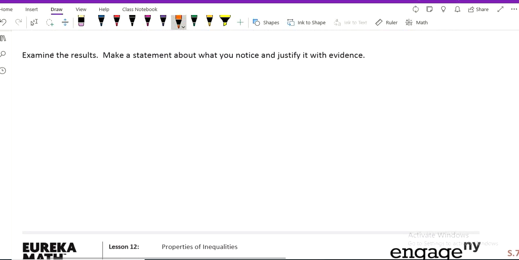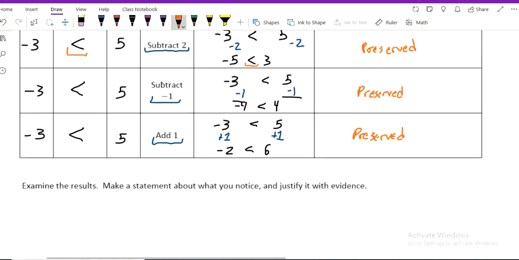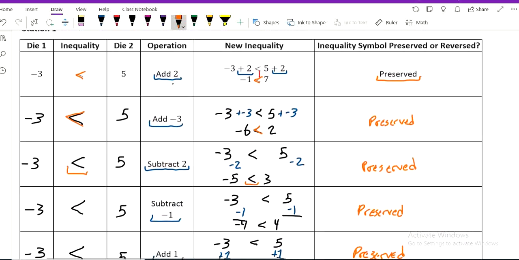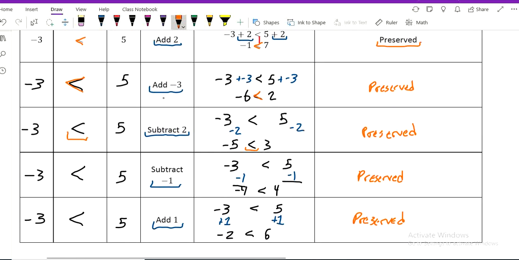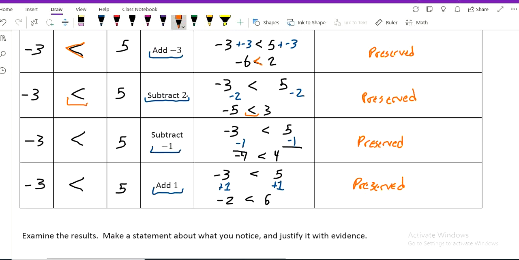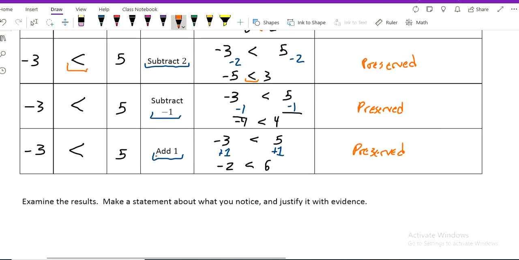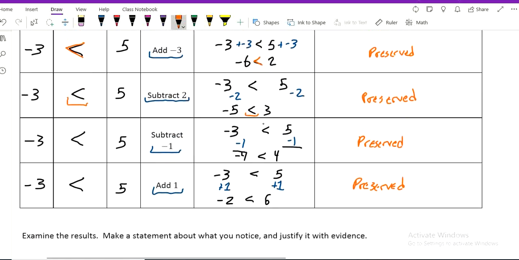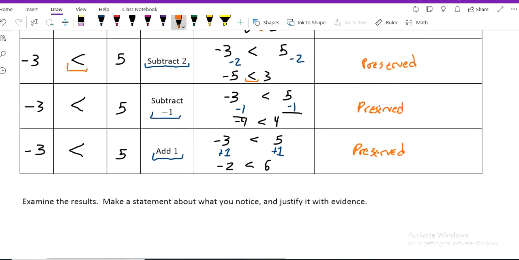So on this line down it says, examine the results, make a statement about what you notice and justify it with evidence. So let's look at everything we've done. Well, when we added 2, it preserved the inequality sign. It stayed the same direction. Added negative 3, so adding a positive preserved it. Adding a negative also preserved it. Subtracting a positive number, 2, preserved it. Subtracting a negative number preserved it. Adding a positive number preserved it. So it seems addition and subtraction always preserves the inequality symbol.